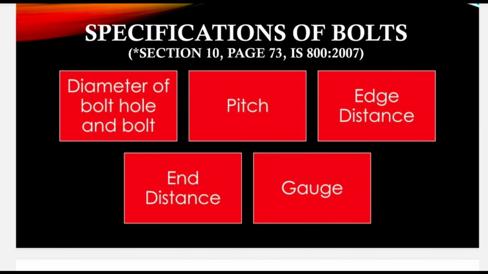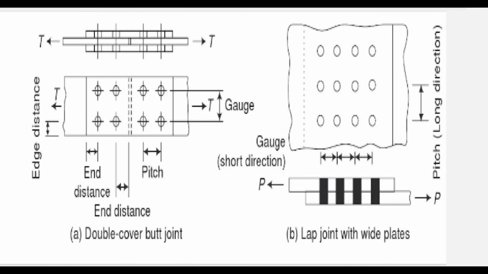Bolts also have specifications, using IS 800 (2007). The specifications are the diameter of the bolt and hole, bolt pitch, edge distance, end distance and gauge. I can show the end distance of the double cover butt joint and the edge distance of a lap joint with edge plates.